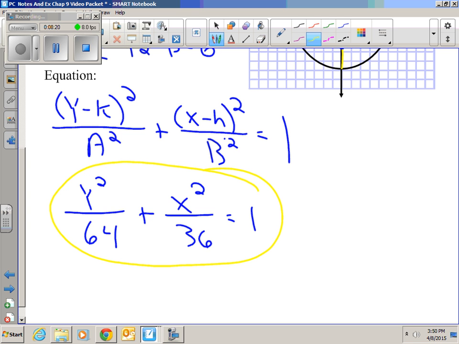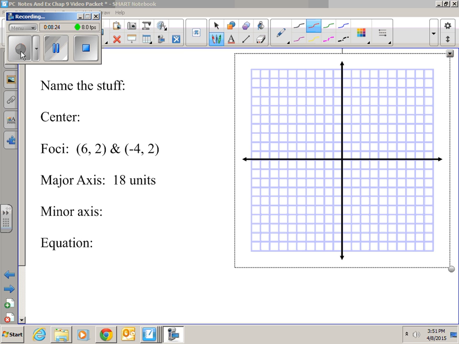Let's try another. All right, let's name the stuff here. This is a good game. I like this game. Name the stuff. I have foci at 6, comma 2, and negative 4, comma 2. So there are my foci, which means certainly my center point is going to be halfway in between those two right there, and that's going to be at 1, comma 2.